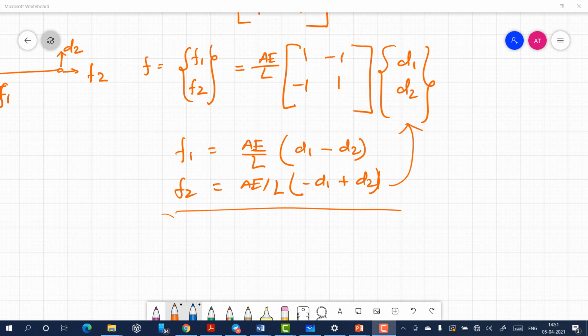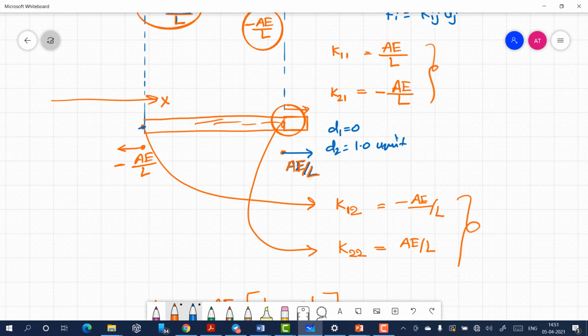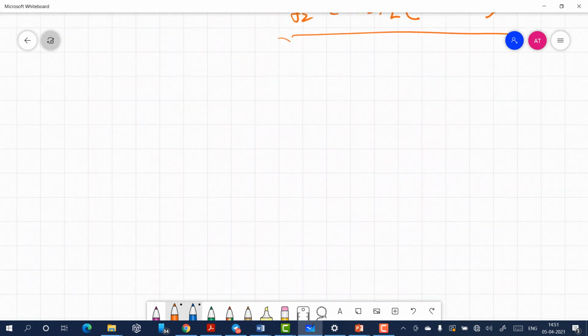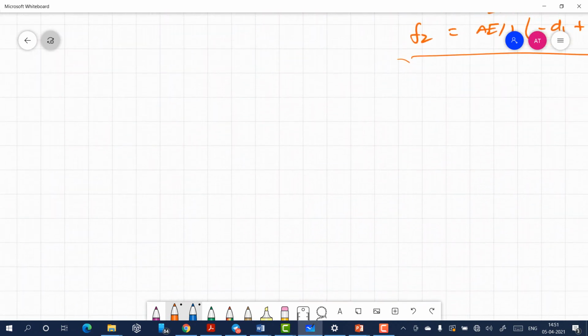In the last lecture, if you remember, we established this for a one-dimensional element, and we established how the stiffness matrix of a one-dimensional element will look. Now we will try to solve a problem today, a very small one, and then we will proceed with that.